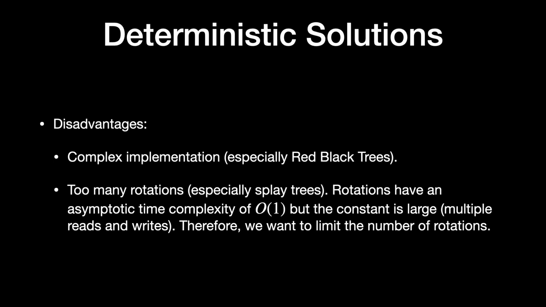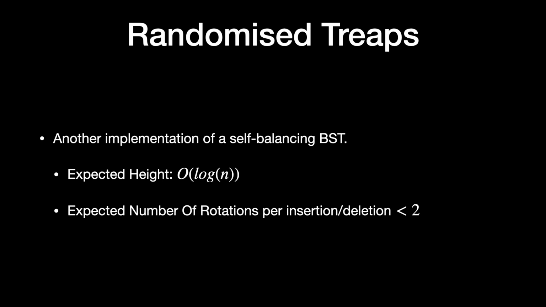In order to perform a particular rotation, processors need to read and write multiple times. This tends to be expensive and is much worse than simply reading once. So therefore, these deterministic solutions have some disadvantages that need to be solved. This is where randomized treaps come in.